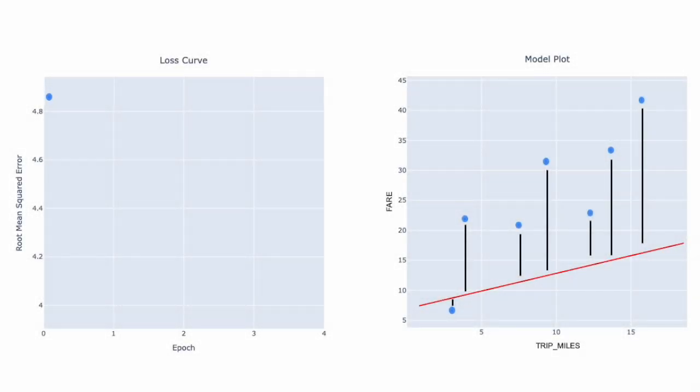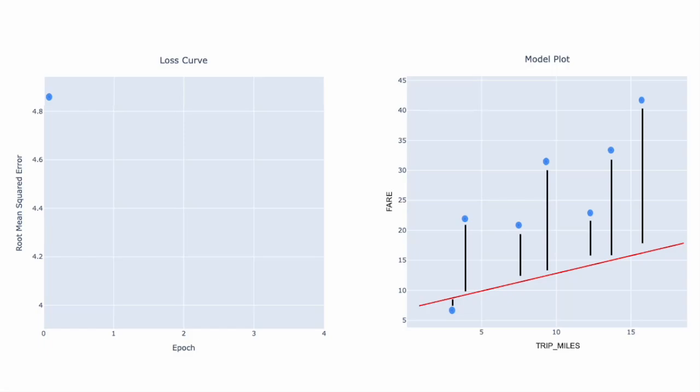Before we look at any source code, let's walk through a visual representation of what is happening behind the scenes while training our model. On the right-hand side, we've depicted a model plot. Fare, the value we are trying to predict, is on the y-axis, and trip miles, the value we are using to make our predictions, is on the x-axis. The blue points on the graph represent a few data points from our training data, and the red line is a candidate prediction line. The vertical black lines represent the distance between the predicted values and the actual values, or the model's error.